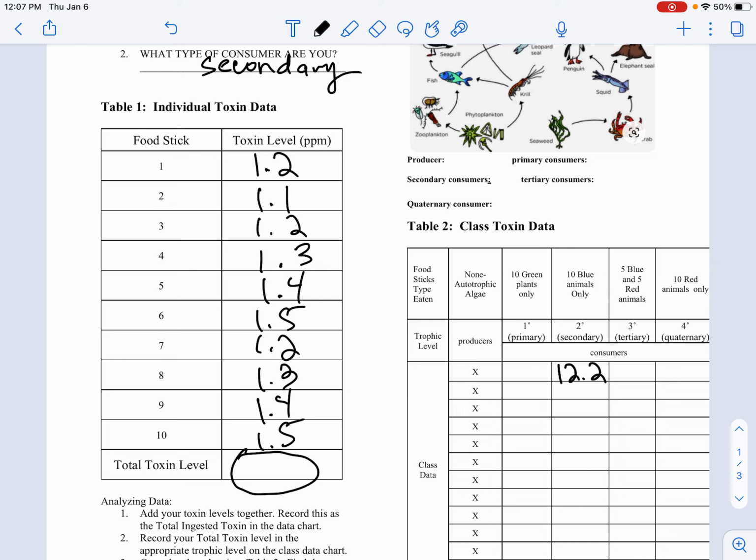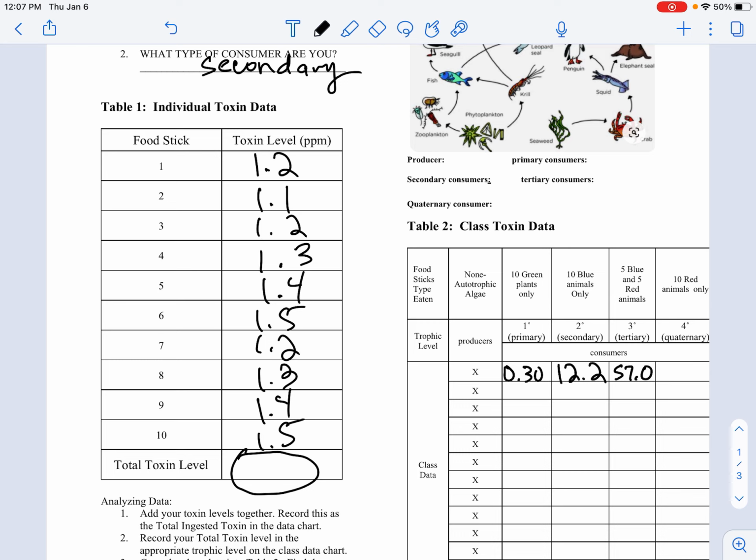Edgar, you are done, right? What kind of consumer were you? Primary. Primary, and what was your total? 0.30, right? Okay. Good. So that one right there, primary, 0.30. Everybody write that in. Adolfo, what kind of a consumer were you? Tertiary, very good. 57.0? Okay, 57.0 for tertiary. Yep, write this down.